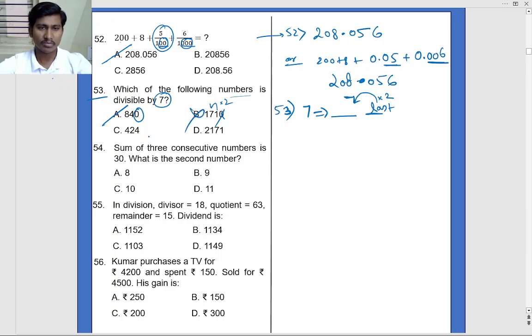So none of it will be possible. So the answer is option A only. Which of the following is divisible? So you got the answer. That's it. You don't have to check the others. Okay, question 54. The sum of three consecutive numbers is 30.